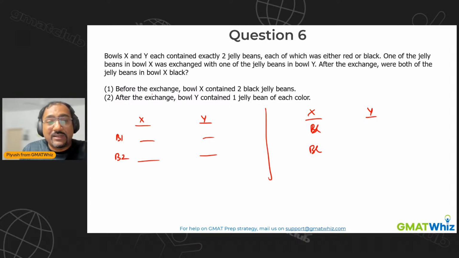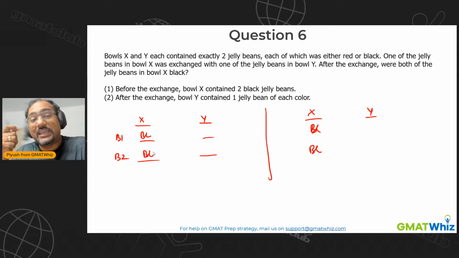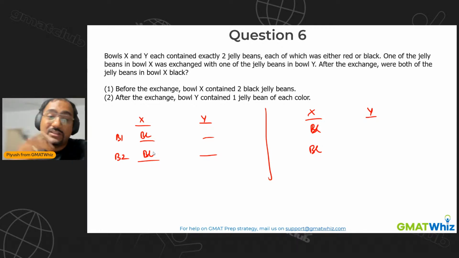I go to the first statement. It says before the exchange, bowl X contained two black jelly beans. Now, if before the exchange it had two black jelly beans, will it have two black jelly beans even after the exchange? The answer depends on whether it was exchanged with a black one or a red one. If it was exchanged with a red one, it will not be true. But if it is exchanged with a black one, it will be true. So this statement gives us two different possibilities, definitely not sufficient to answer the question. Okay, so I'll take off this piece of information from statement one from my chart paper.